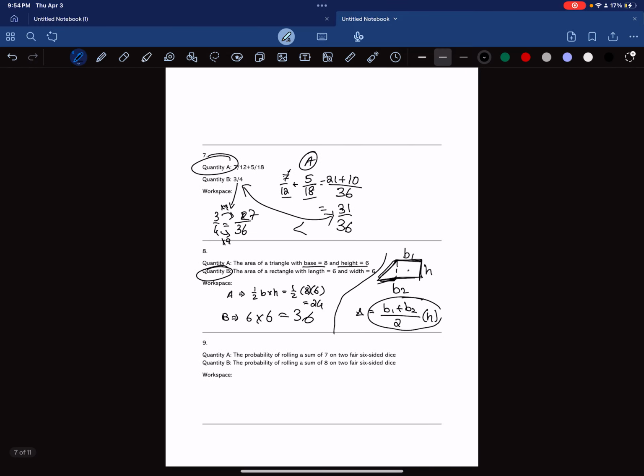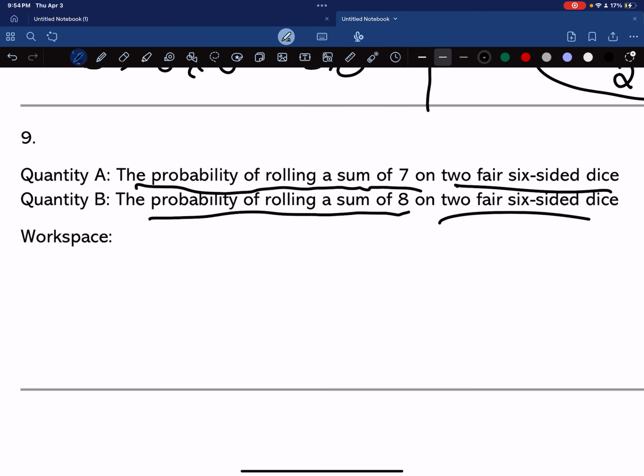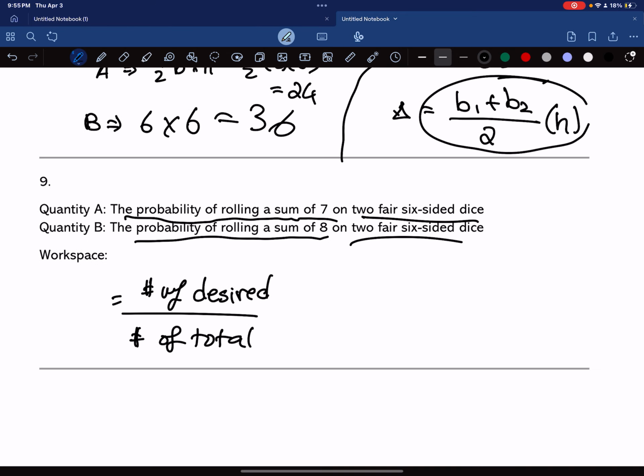We got 3 more problems. Probability of rolling a sum of 7, probability of rolling a sum of 8 on 2 dice. So, if you remember the probability formula, it is equal to number of desired outcomes divided by number of total outcomes. If you don't know this formula, memorize it. We're trying to see the number of the desired, what we want, divided by the total combinations.